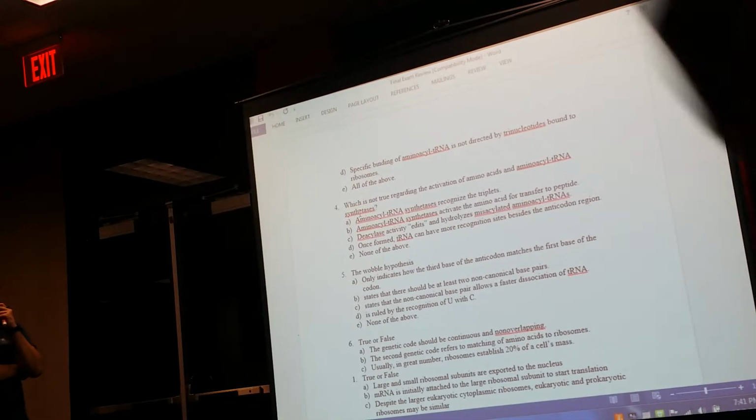We have to pick a correct choice. Wobble hypothesis only indicates how the third base of the anticodon matches the first base of the codon. That's exactly opposite. It needs to be the other way around. The third base of the codon matches the first base of the anticodon.